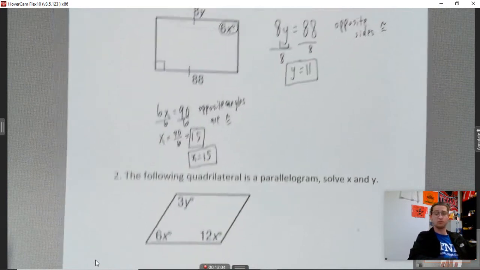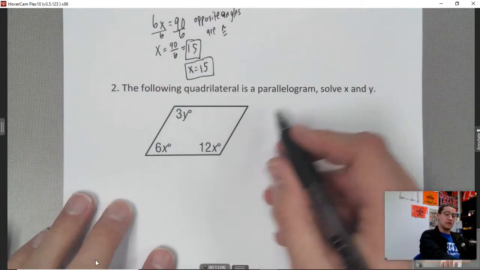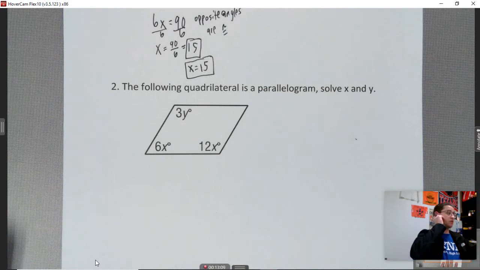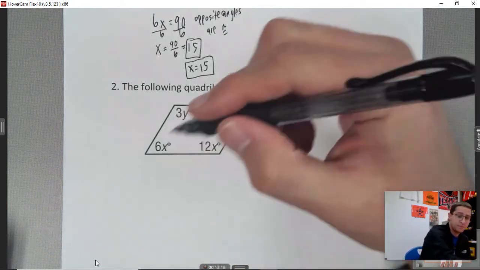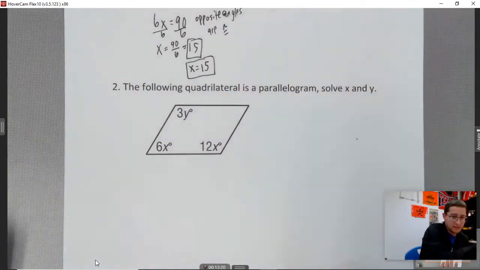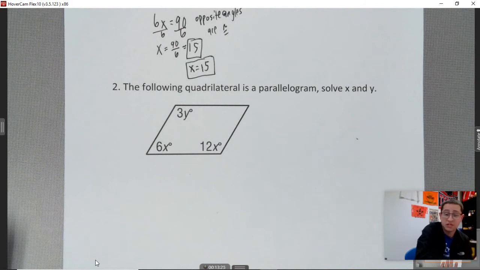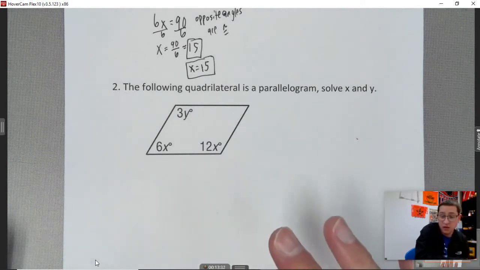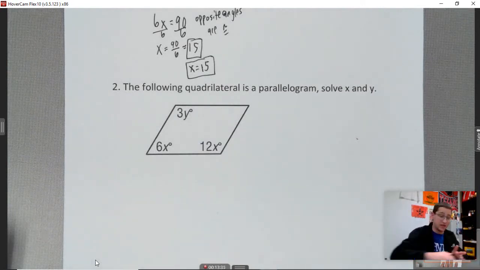All right, number 2. The following quadrilateral is a parallelogram, solve x and y. So similar steps, but now we've got to find a different relationship. I'm looking at this one, and I notice that I've got an x here and an x here. If I notice something's the same, I'm always going to look for a relationship. We have to know some things for sure. If I need to know some things about x, then I need to know what those are equal to on the other side of the equation.